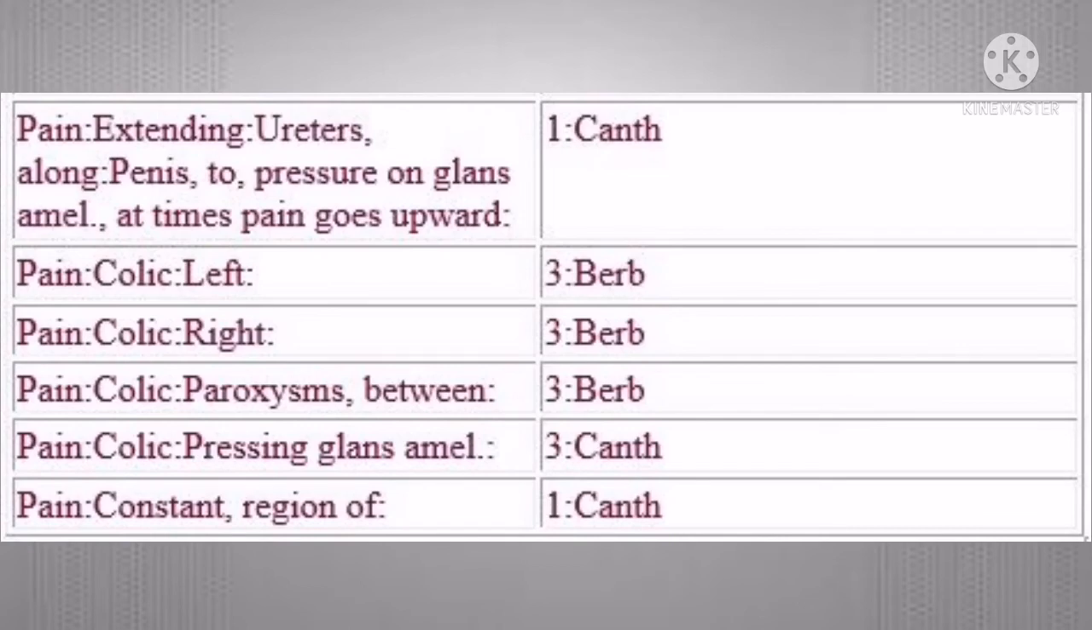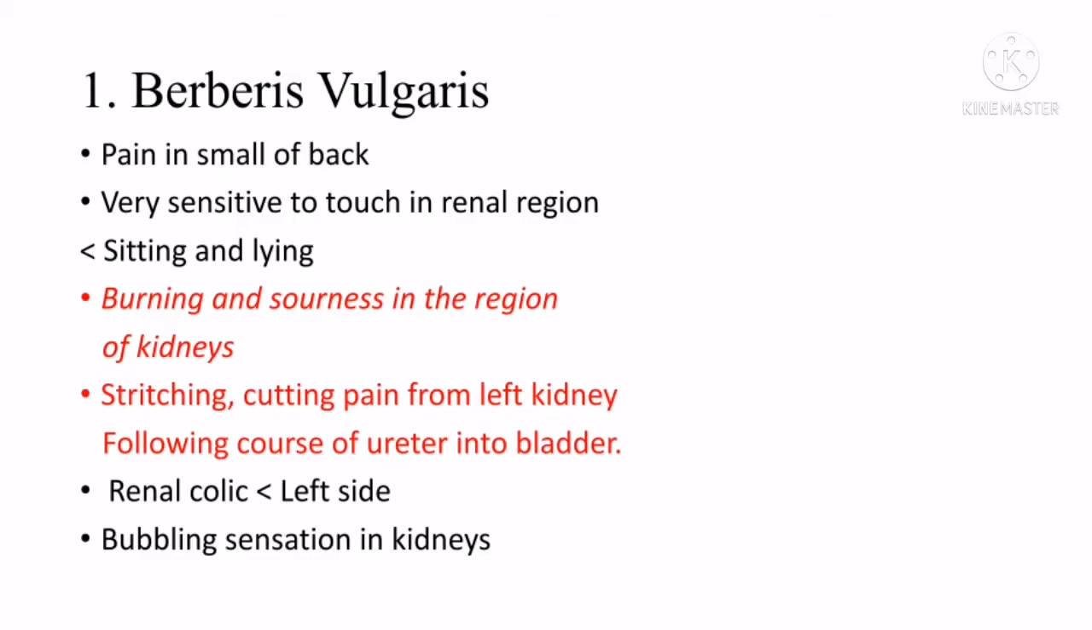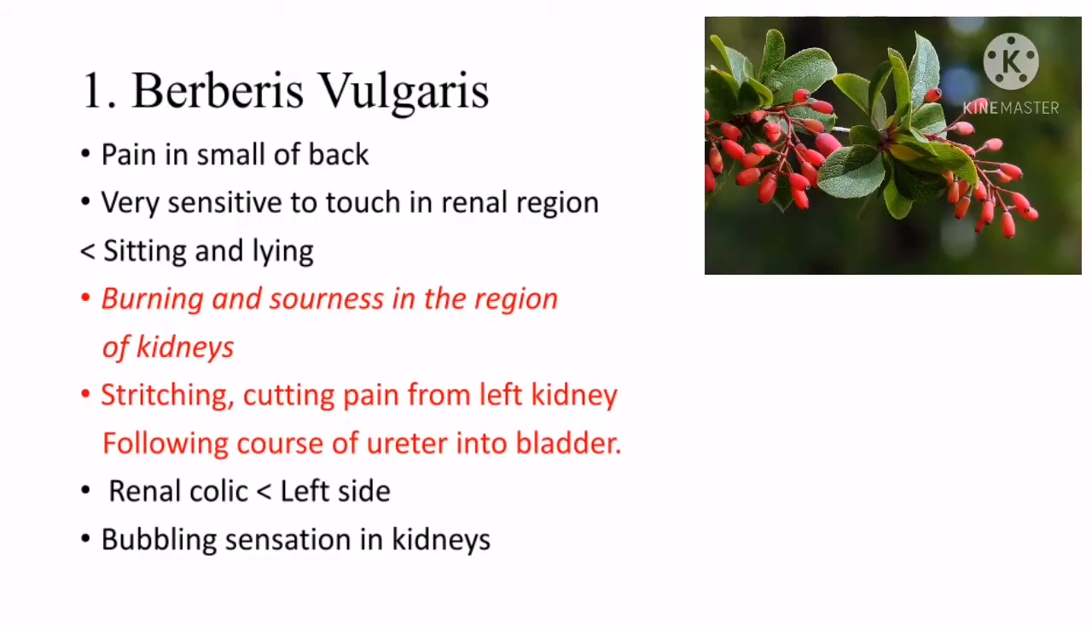And the other remedy is Cantharis. Pain extending to the ureter along the penis, pressure on the glands, amelioration, and at times the pain goes upward, with constant pain in the kidney region. The most selected remedy after Berberis is Cantharis, and there is Lycopodium and Sarsaparilla in the same way. Berberis vulgaris: these characteristic symptoms are taken only from Allen's Keynotes. No other extra points are added from other authors.